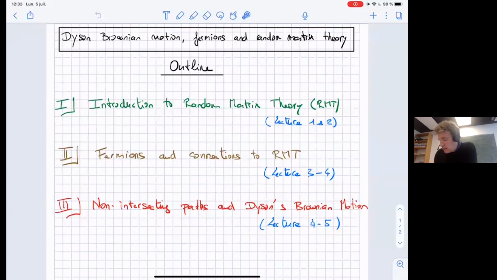And then I will end up with what is technically a bit more involved, which has to do with non-intersecting paths. That will naturally lead us to the connections with random matrix theory, and in particular with Dyson's Brownian motion. If you look at the title, instead of going in that direction, I decided to go the other way around because I think it was conceptually more natural to do it this way.